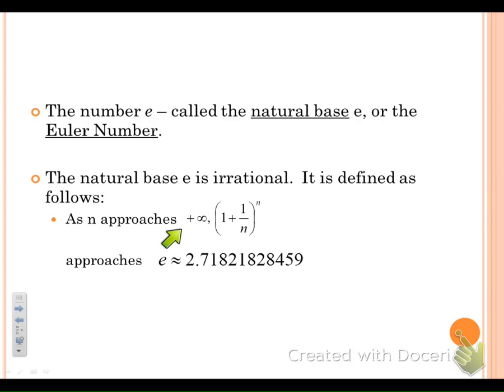As n approaches positive infinity, so this means as n gets really, really big, because that's what we did in warm-up, if we had 1,000,000 or 1,000,000,000 in these positions, e approximates 2.718218, blah, blah, blah, and it keeps going. It's irrational. There's no repetition so far that we know of. And it can also be found on your calculator. So you should have an E button.